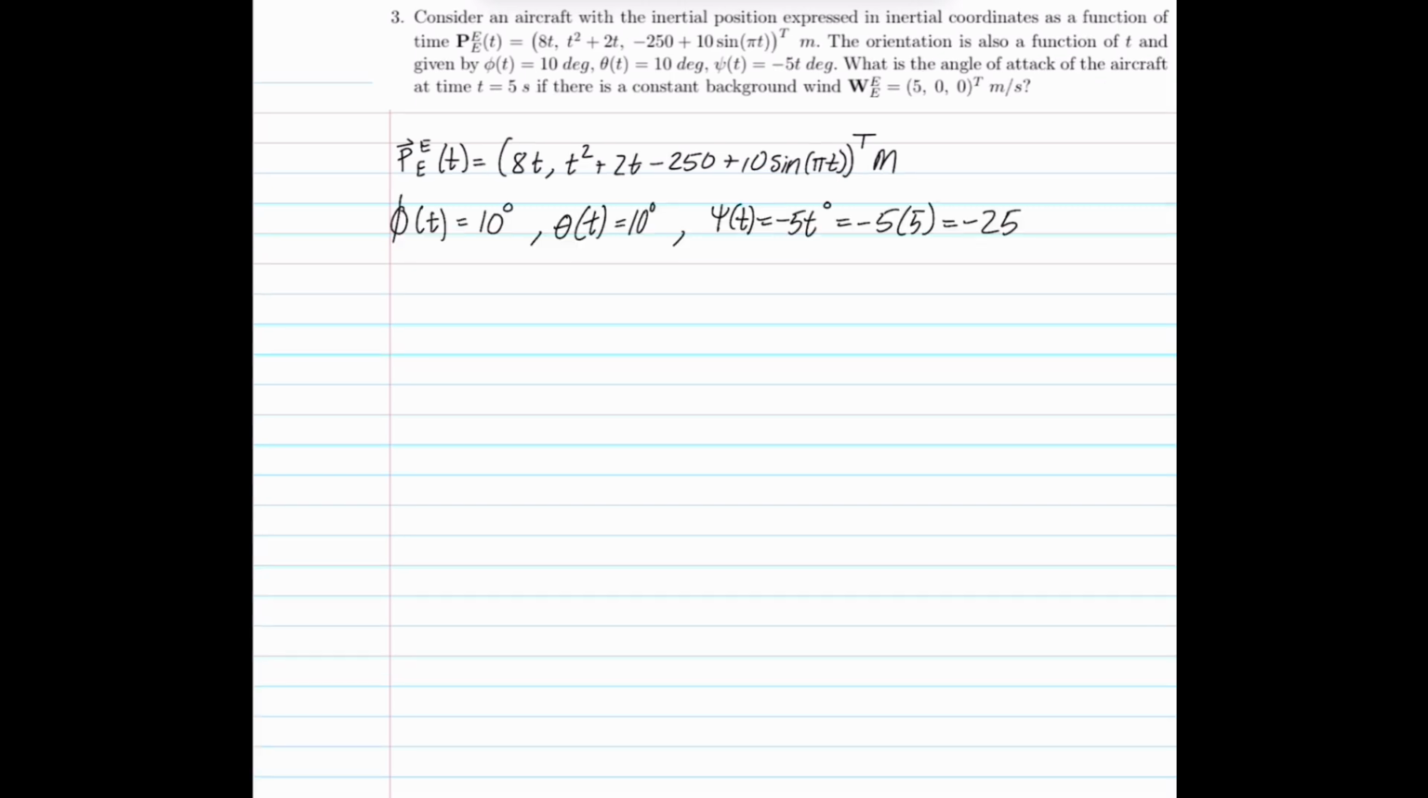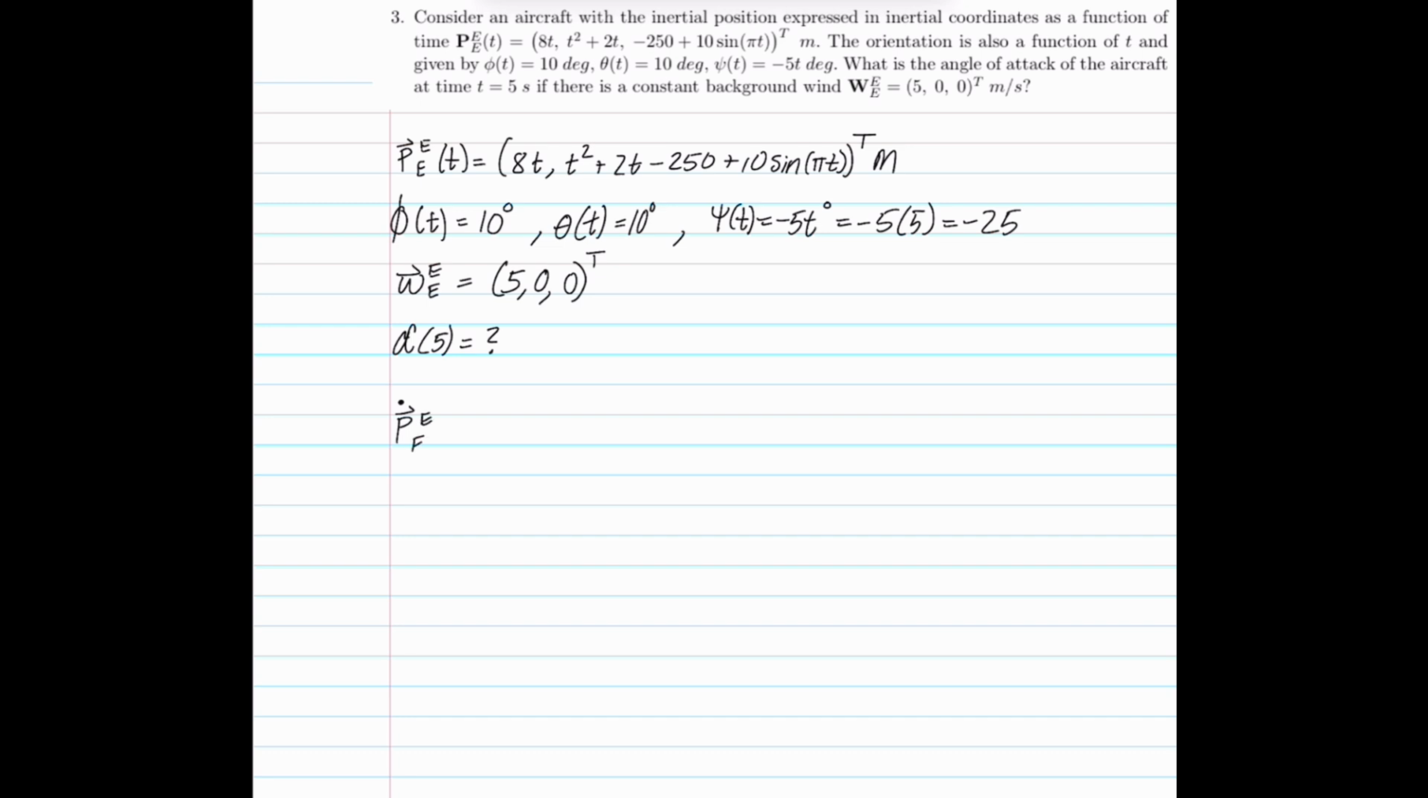Additionally, they gave us these Euler angles with respect to time, and they want us to find the angle of attack of the aircraft at 5 seconds. So I plugged that into the psi angle to get the psi orientation, the yaw orientation at that time. Let's also write out the inertial wind vector expressed in the inertial frame. And what is the angle of attack at 5 seconds? That's what we're trying to find.